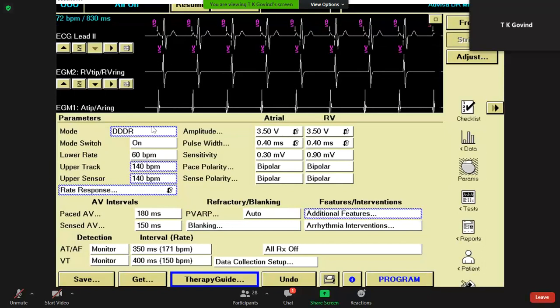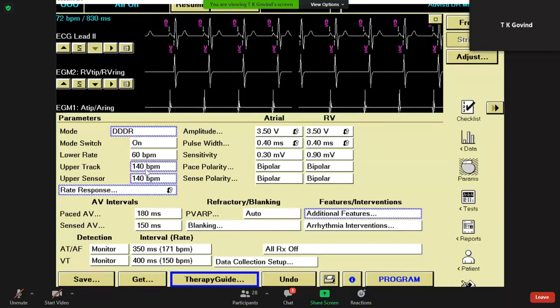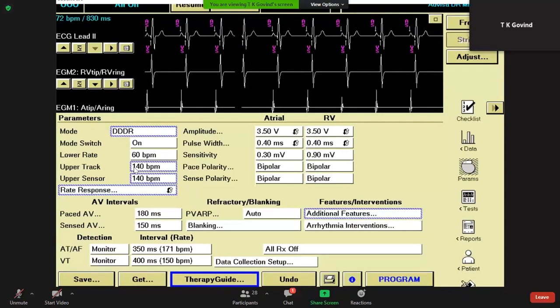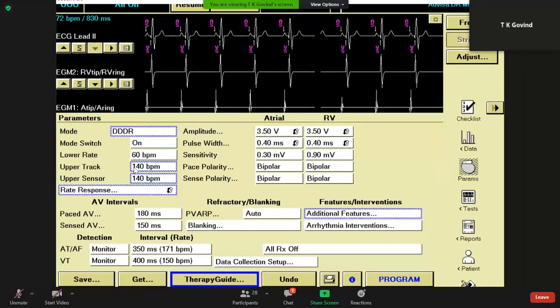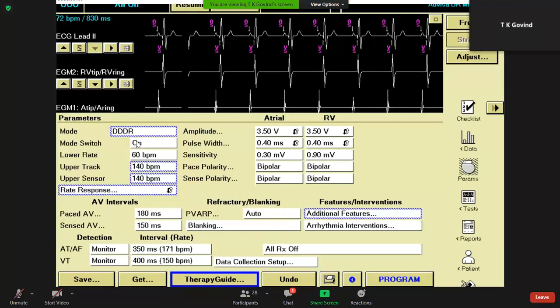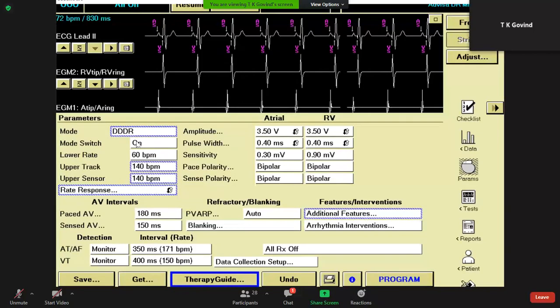That means assume that this patient is doing some activity, brisk walking. Currently, it is going on at ASENS V pace while he's briskly walking. At this time, he gets atrial fibrillation. The device will mode switch. When it mode switches, if the mode switch mode becomes VVI, then the rate drops, and the patient can become symptomatic.